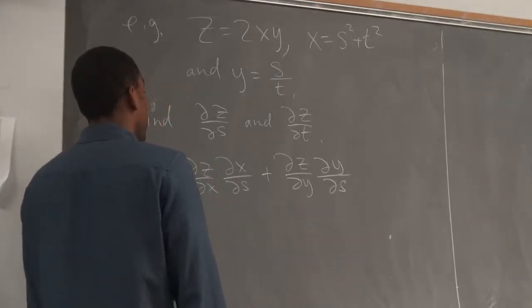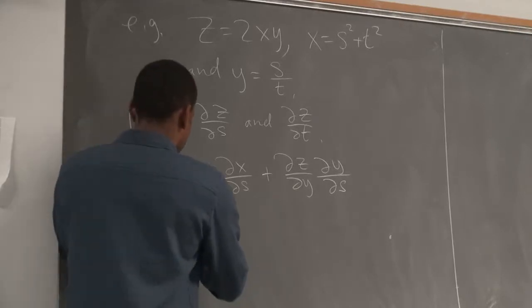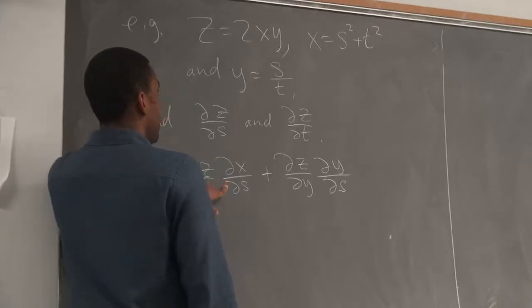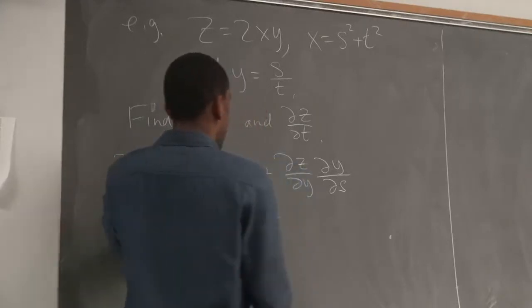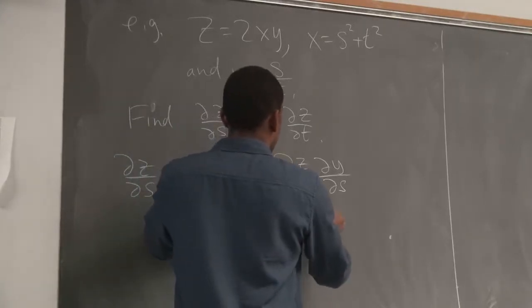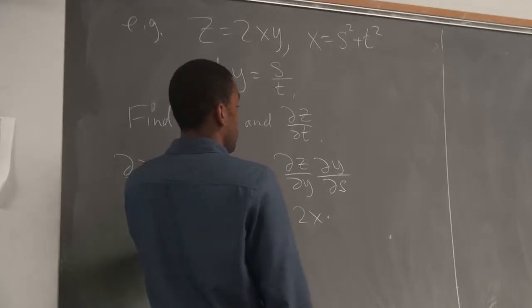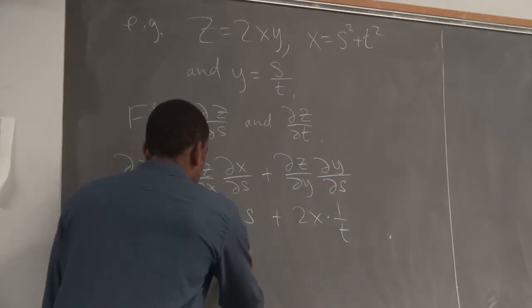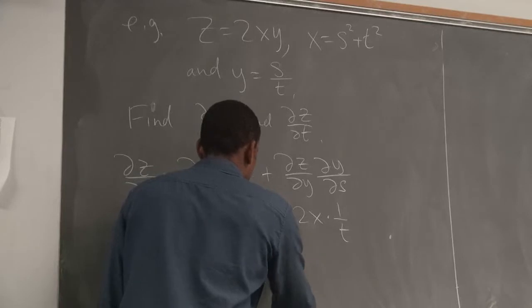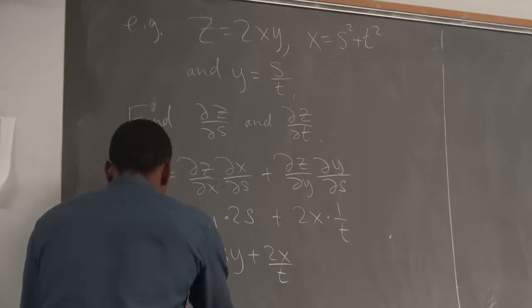Okay, so what do we have here? Partial z, partial x is 2y. Partial x, partial s is 2x. And partial y with respect to s is one over t. So that's 4sy plus 2x over t. Okay. Now partial z, partial t.